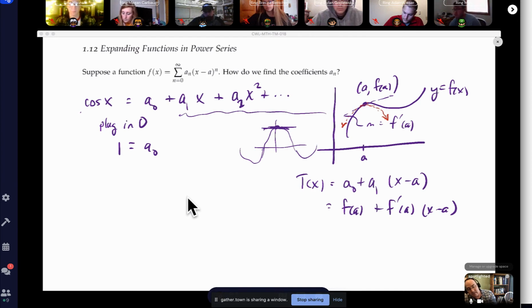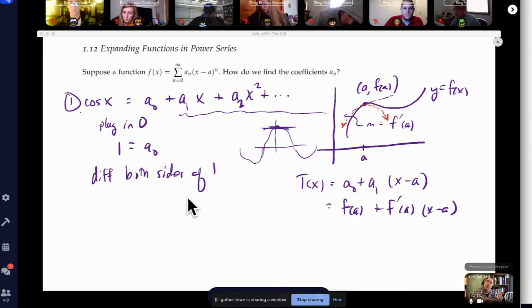Take the derivative. So now we're going to differentiate both sides. If you have a power series that's convergent, you can differentiate it term by term, and you still get a convergent power series. That's one of the facts we'll use. You can integrate it term by term, and you get a convergent series. You can add two convergent series together, and you still get a convergent series, as long as you're in the interval of convergence for both of them.